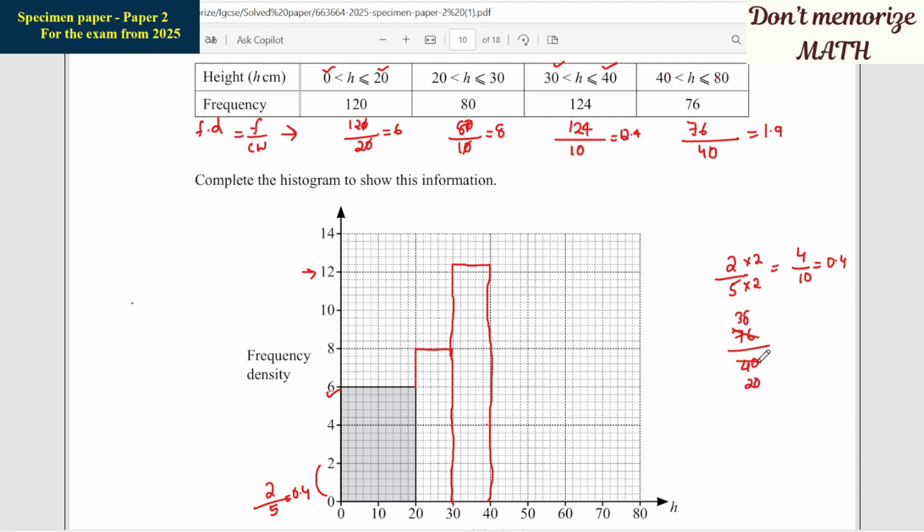Again both the numbers are divisible by 2. So here you will get 10, here you will get 19. So 19 over 10 is 1.9. So we'll find where 1.9 is.